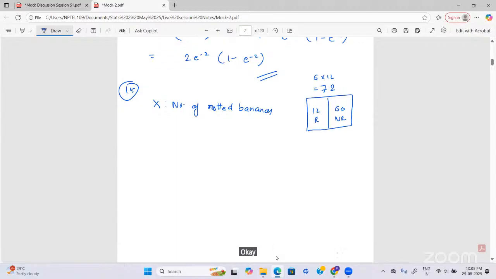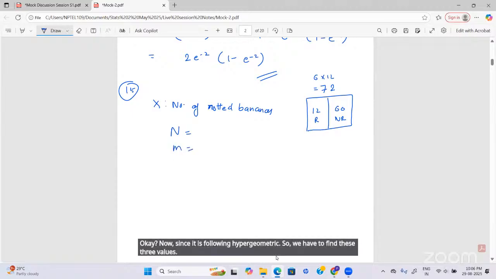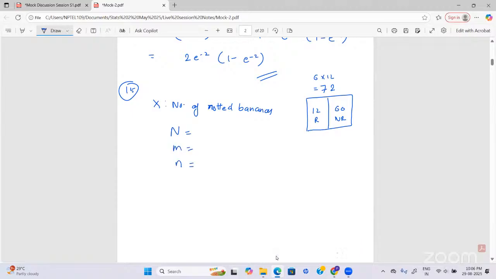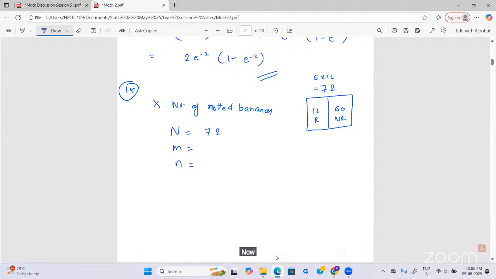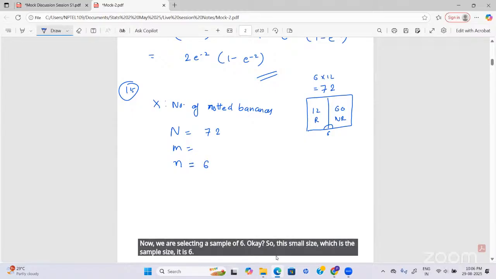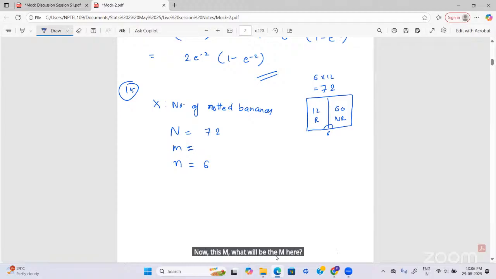since it is following hypergeometric, we have to find these 3 values. What is the capital N here? 72. Capital N shows the total number of items in the population, so in total we have 72 bananas. Now we are selecting a sample of 6, so the small n, the sample size, is 6. And what will be the M here? 12. M will be 12.